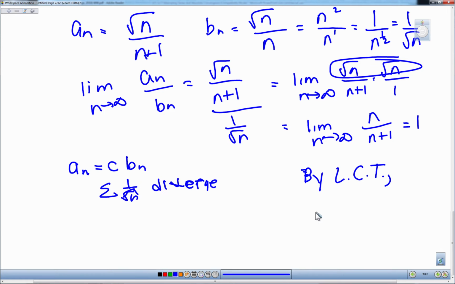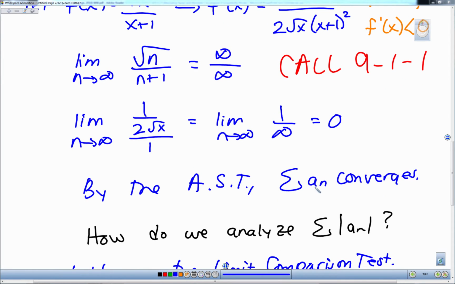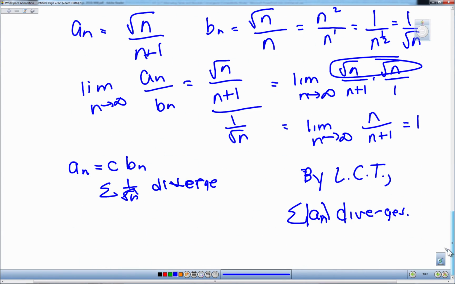By the limit comparison test, the absolute value of the series diverges. Okay, so let's put all the pieces together. The alternating series test gave us that a sub n converged. The limit comparison test said that the absolute value diverged, so therefore our series is conditionally convergent.